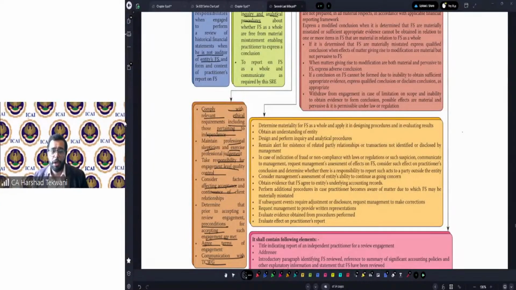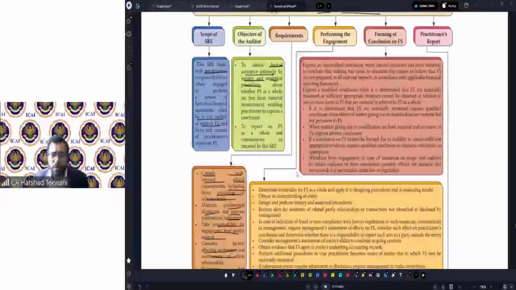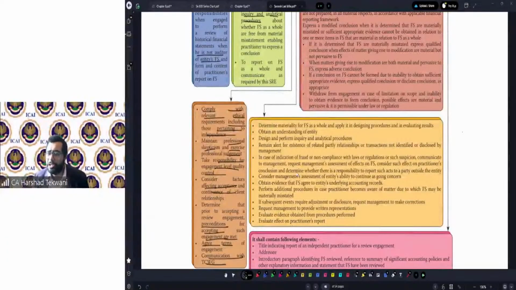No? Okay. So after the requirements, there is performing the engagement, like planning and performing. It's again pretty simple. We are required to plan and perform the procedures, but here mainly the procedures are inquiry and analytical procedures. We have to design them for the whole of the financial statements. It is not the scenario where you say, it's a limited assurance, I'll not go for the P&L, or I'll not check the balance sheet. It should not be the case. So FS as a whole. I first need to determine materiality for the FS as a whole and apply it in designing procedures and evaluating the result. Even though it's a limited assurance, I need to perform procedures for the whole of the financial statements.